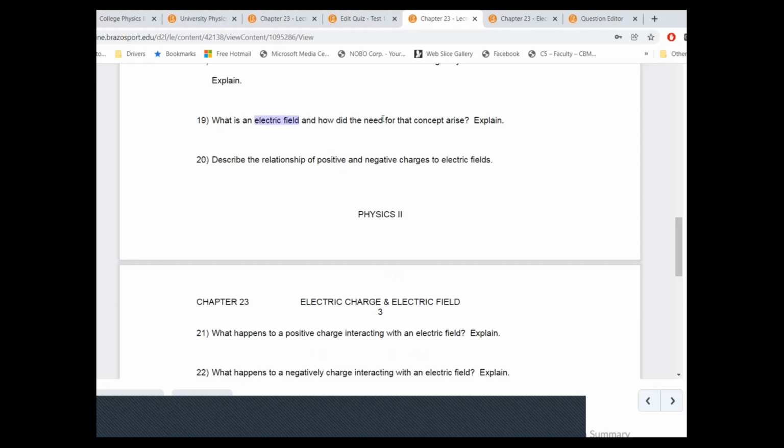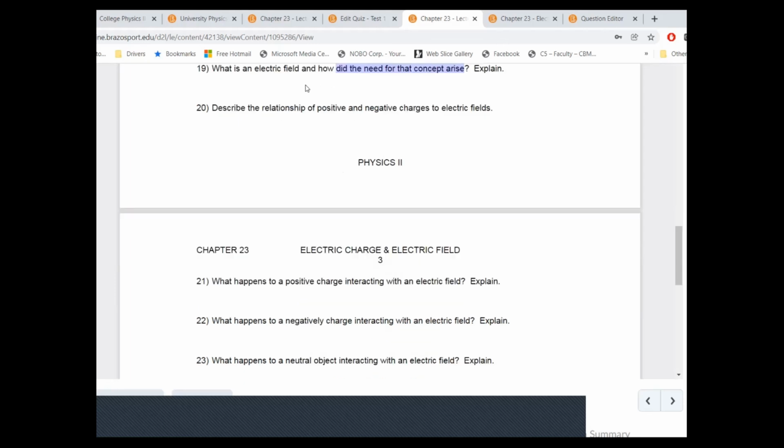The idea came about because one needed to explain how the force could get transmitted without any physical contact between the charges. So how does the force get transmitted through space without any physical contact between the charges? The only way you can explain that is if you have some kind of an electrostatic force field. So that's how the concept came about. Describe the relationship of positive and negative charges to the electric fields. Positive charges are the emitters, transmitters. Negative charges are the receivers.